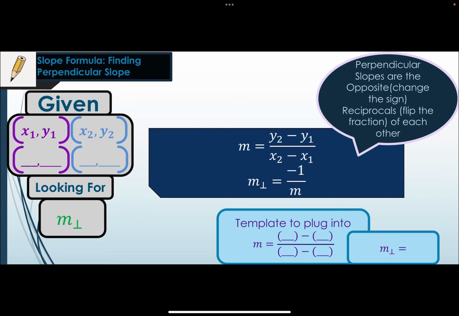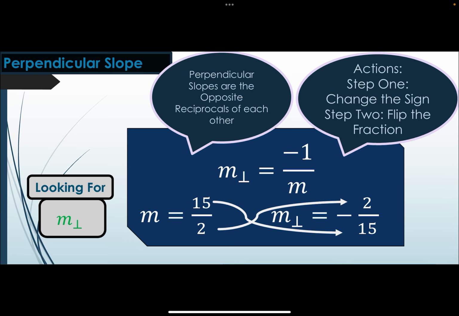Okay? So again, to find the original slope, you just plug into the slope formula, y2 minus y1 all over x2 minus x1. And then to find that perpendicular slope, you change the sign, so positive goes negative, negative goes positive, and flip the fraction. So for instance, if my original slope was 15 over 2, my perpendicular slope, the opposite, would be negative. The reciprocal would be 2/15, so negative 2/15.